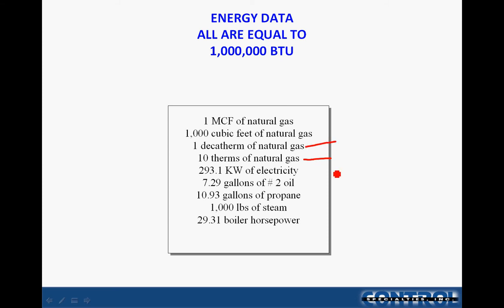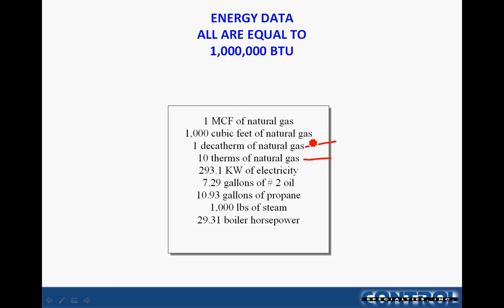The quickest way to tell the difference of these two is if you've got a cost per unit of gas that's somewhere in the whole dollar range. For instance, if it is $9, then you're looking at decatherms. If you see a cost which is like 90 cents, that would be for a therm. So if you multiply by 10, that would get you the equivalent number.